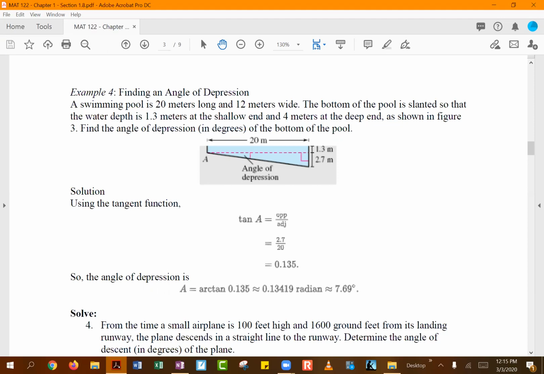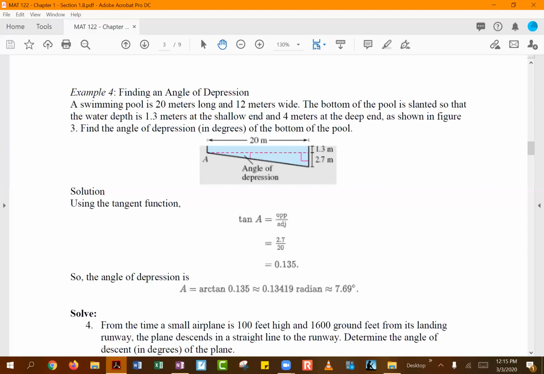Okay, so angle of depression is actually going to be right here from this horizontal level, that little red line that they have. So this angle of depression from the horizontal going down to the bottom of the pool. If you look at this little triangle here, I have my adjacent side and I have my opposite side, right? So since we know the adjacent and opposite, that's why they're using the tangent function.